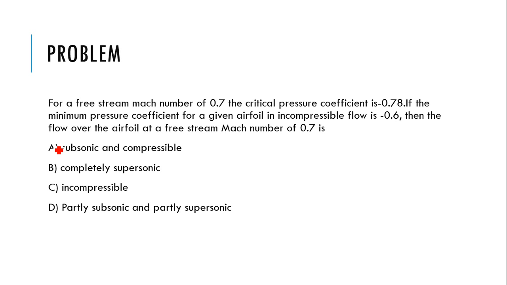Yes. And also we can see the free stream Mach number is 0.7. That means somewhere over the airfoil there will be a Mach number equal to 1. And also they have given the critical term. If critical comes into the picture, then there will be some point where the Mach number will be equal to 1. Behind that location there will be supersonic flow, and before that it will be subsonic only. So therefore the answer will be partly subsonic and partly supersonic.